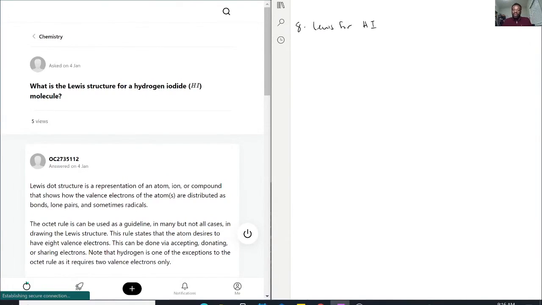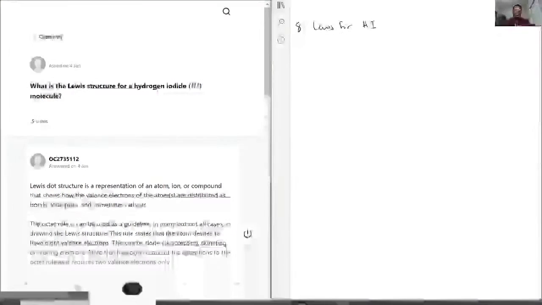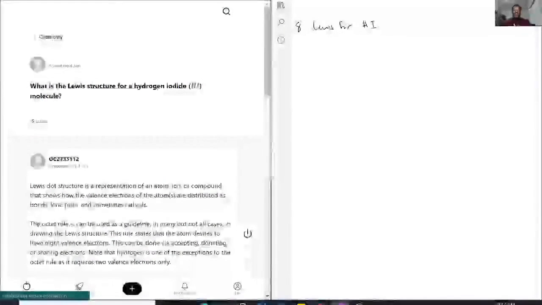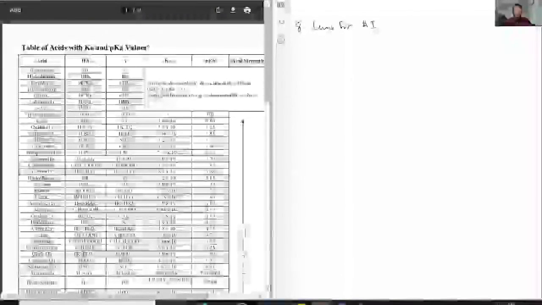So typically, the official name sometimes will be monohydrogen iodide because it has one hydrogen and one iodine. But because hydrogen typically also kind of twists that rule a little bit, you can just call it hydrogen iodide. In fact, it could actually be considered an acid as well because it has a hydrogen to give away. So if you actually look at our list of acids, you have here hydroiodic acid. That will be its official name actually.